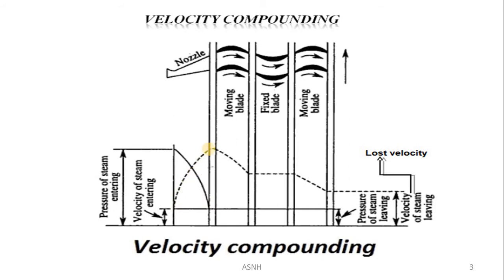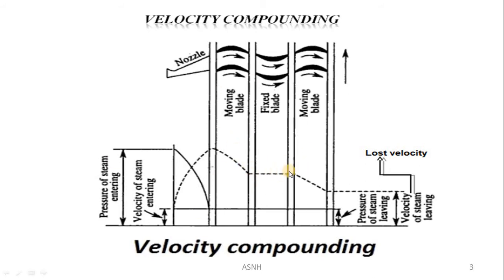That high kinetic energy steam, that is high velocity steam, then enters the first set of moving blades, where the blades absorb that kinetic energy and start rotating, and the velocity is reduced. In a similar way, the same steam is passed through the fixed blade, where the velocity remains constant. There is no change in velocity when the steam, after leaving the moving blade, comes in contact with the fixed blade.